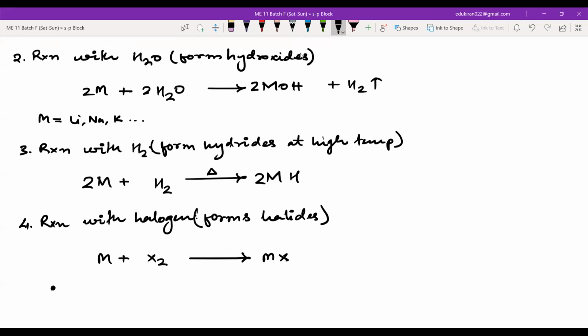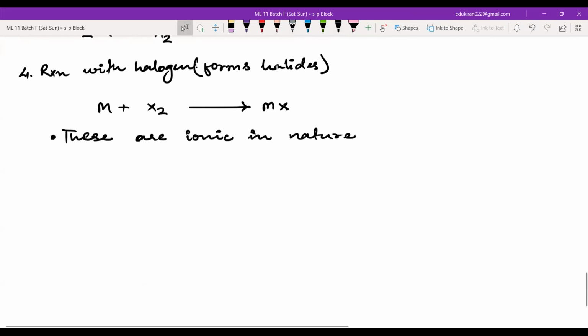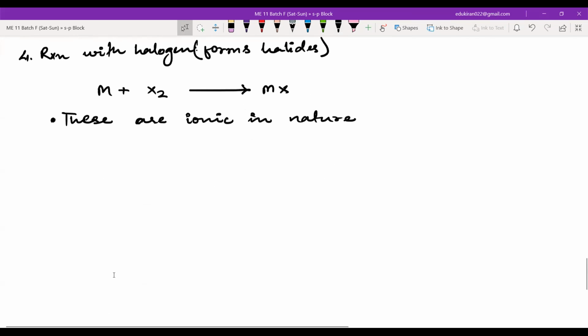Okay, just a point here. These are ionic in nature, but anything which is ionic in nature will have some more or less covalent character. Now, if I want to talk about the covalent character in the halides of group 1 elements, what is a covalent compound?